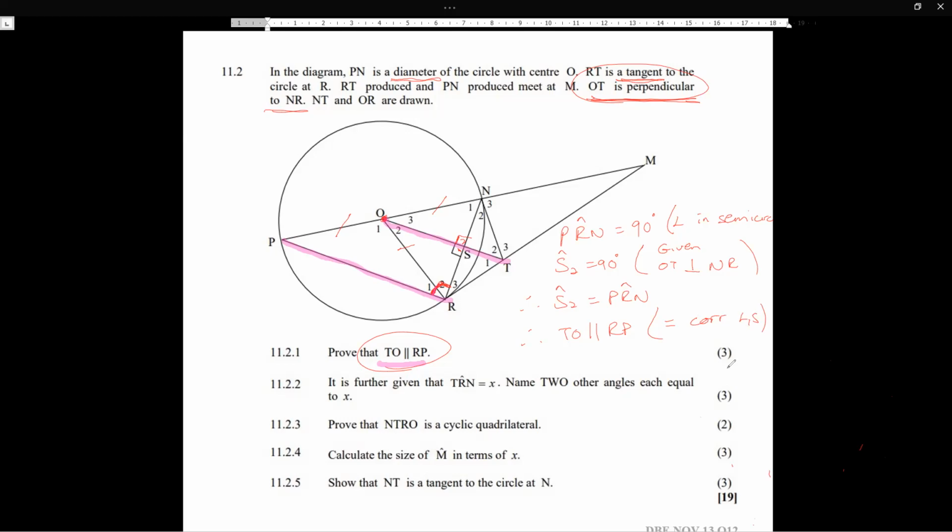So I'm a bit confused there, sir. Which angles are making the two lines parallel, sir? Can you see I marked it for you? R1 and R2 and S2. Because the corresponding angles are equal, can you see S2?